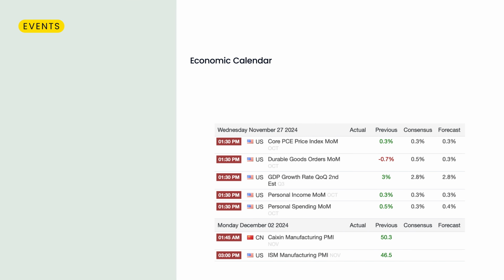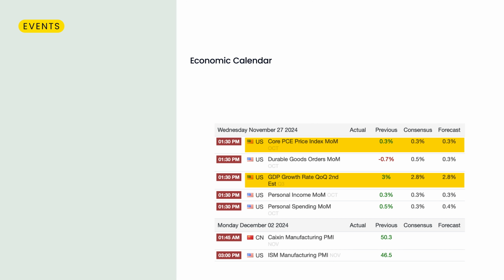In terms of economic data for this week that investors need to pay attention to are the US Personal Consumption Expenditure PCE index, the quarterly US GDP growth, as well as the manufacturing PMI on Monday.